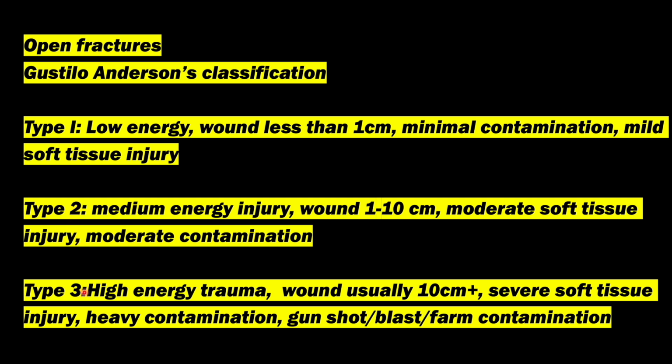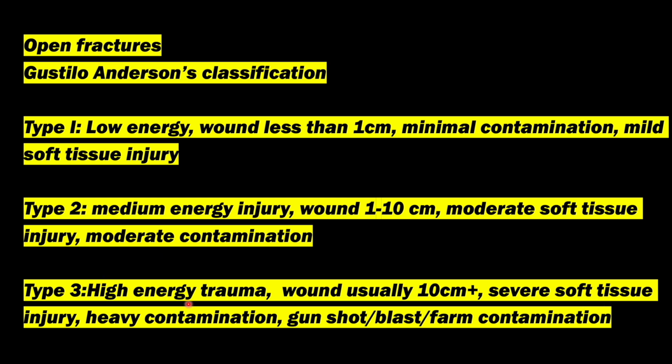In type 3, the energy is high energy and the wound size is usually more than 10 centimeters, and the soft tissue injury is a severe one. That means there can be associated compartment syndrome also, which is the highest grade of soft tissue injury, and there is heavy contamination. That means excess dirt is there in the wound, and gunshot, blast injuries and farm contaminated injuries, they all are considered as type 3 injuries irrespective of any of these parameters.